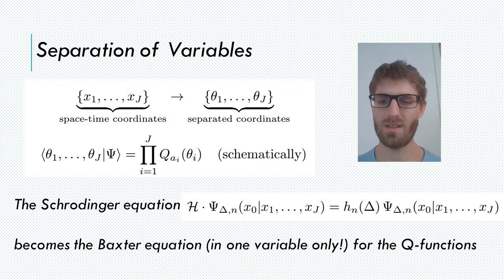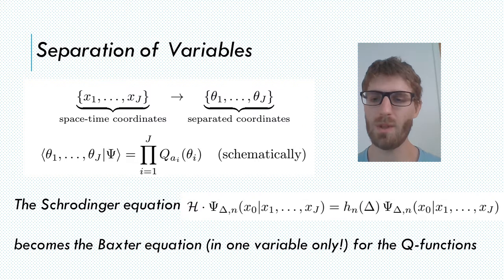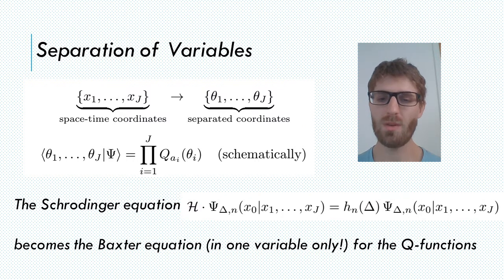Now the diagonalization problem, which was a many-body problem for J spacetime variables, can be reduced to one equation in just one variable for each Q function. The Schrödinger equation rewritten for the Q functions is called the Baxter equation or quantum spectral curve.